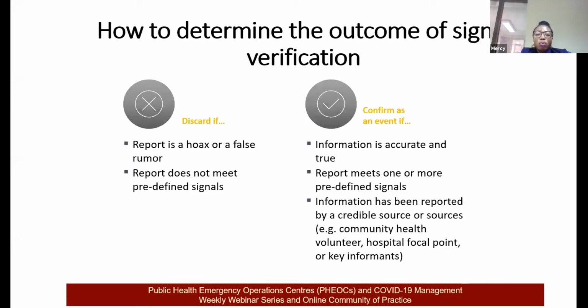So if it's a false rumor, discard. And you confirm it as an event if the information is true and meets one of the predefined signals. And then once that happens, you report to the next level.